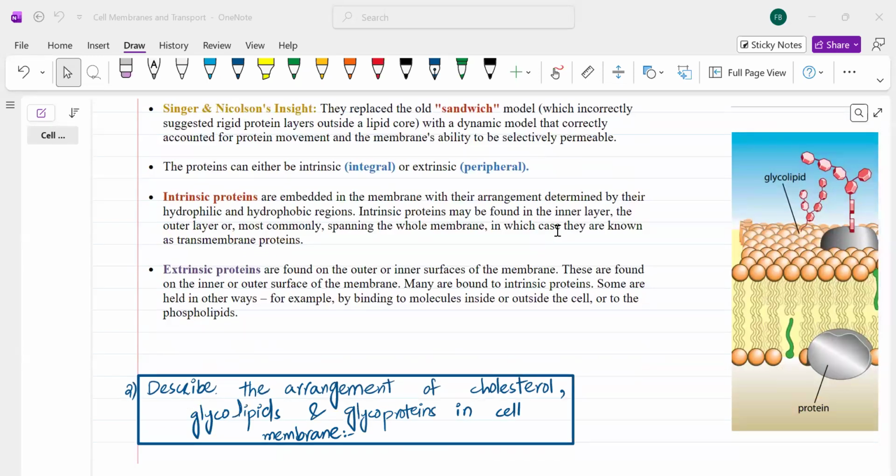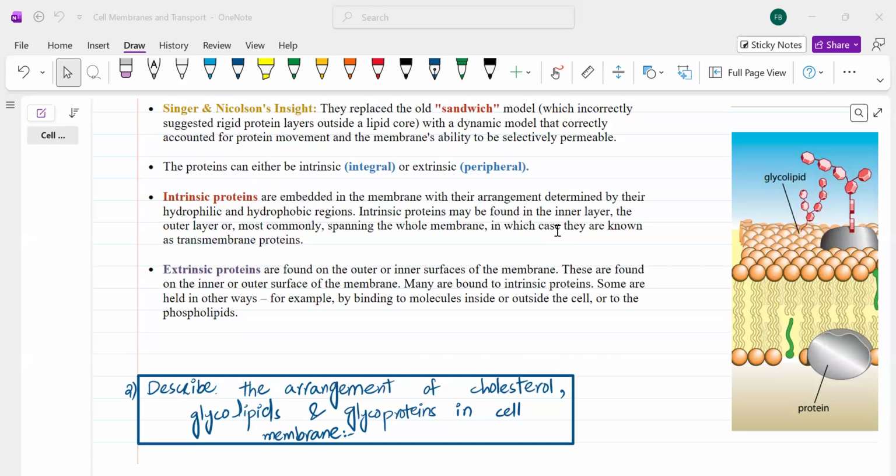What are intrinsic and extrinsic proteins? Can you tell me what comes to your mind from the names intrinsic and extrinsic? Intrinsic means the proteins that are inside, and extrinsic means the proteins that are outside. We are talking about the cell membrane, not the inside of the cell. We're talking about the membrane.